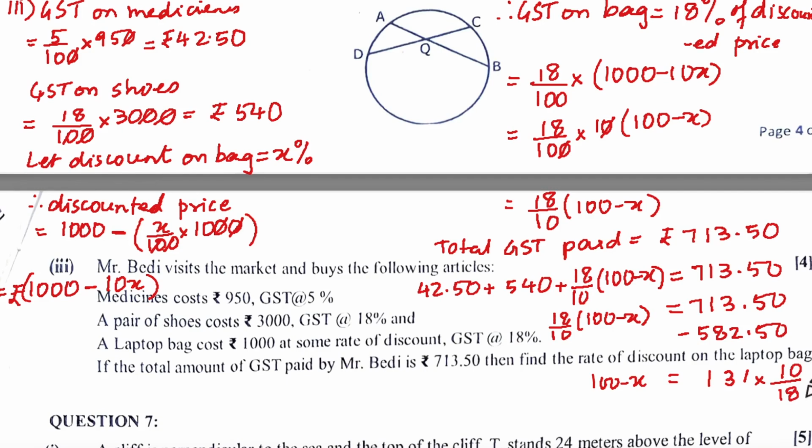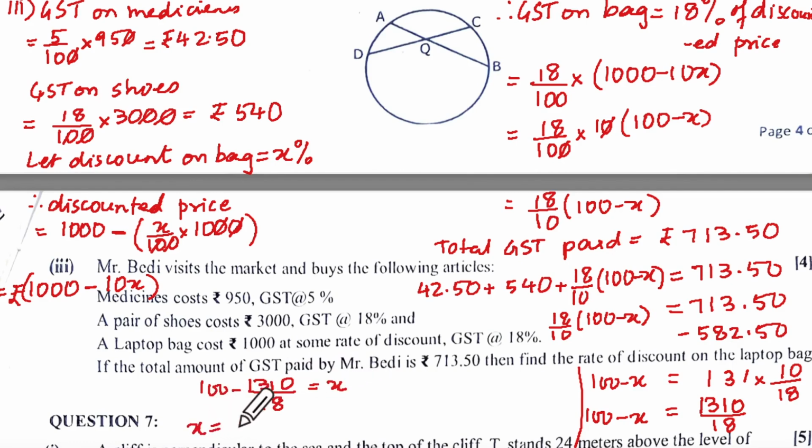I don't think I am able to make sense here. This is 1310 upon 18. And here it is 100 minus x. So x goes that side. So 100 minus 1310 upon 18 is equal to x.